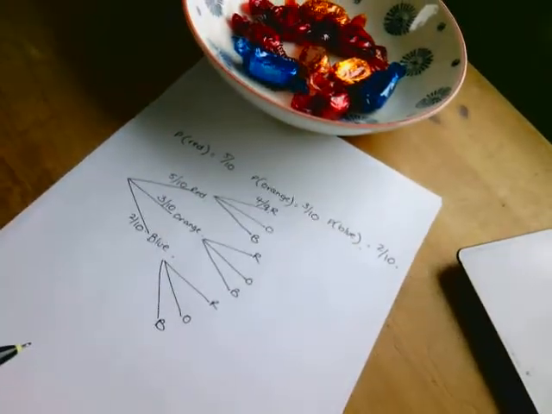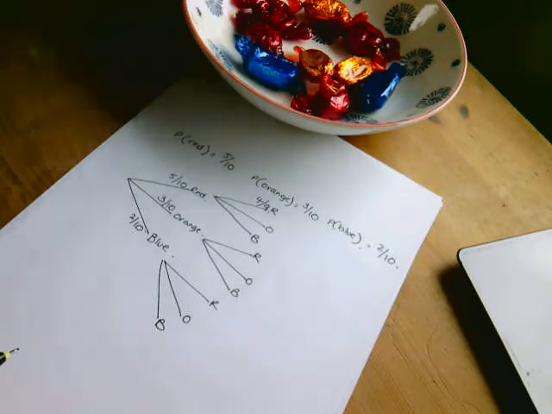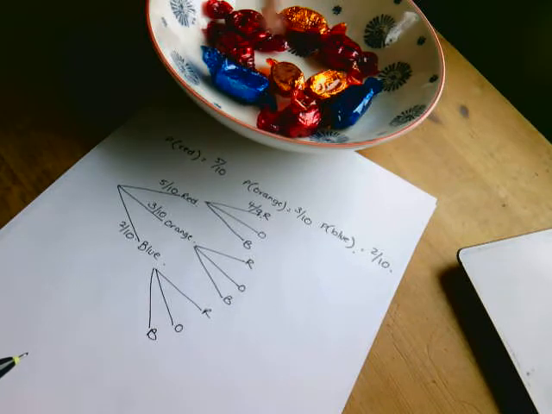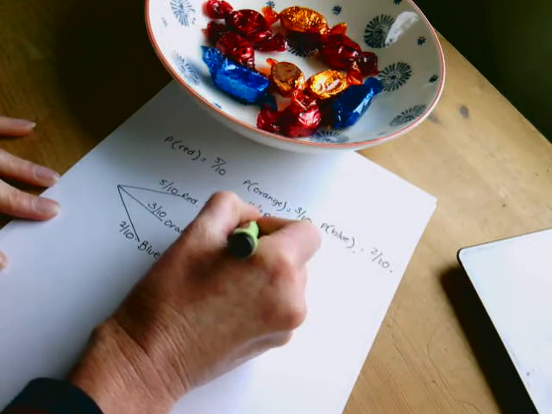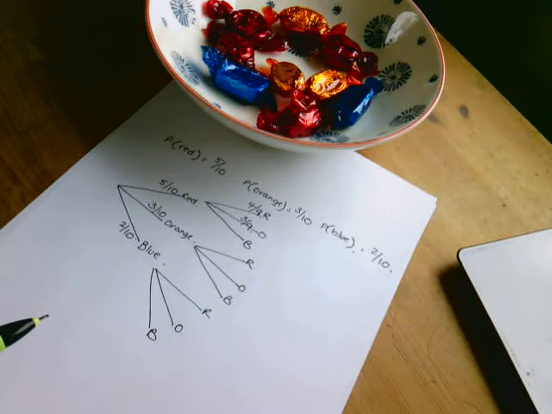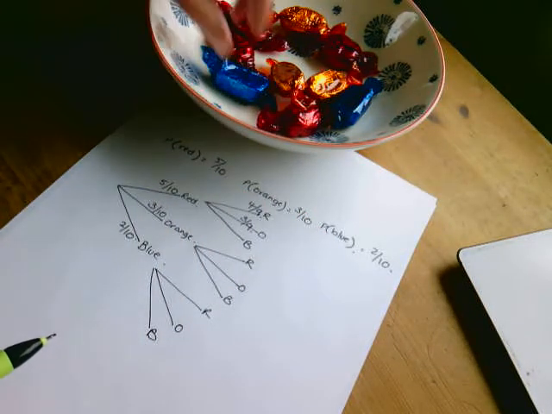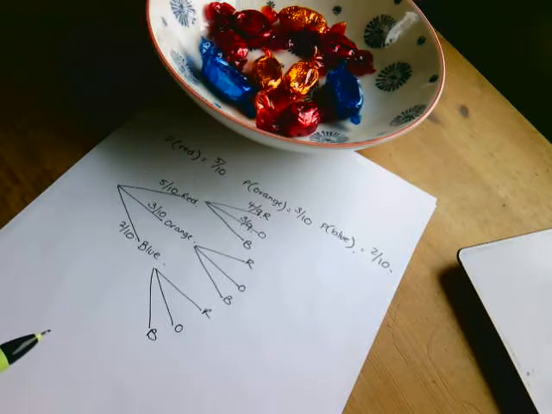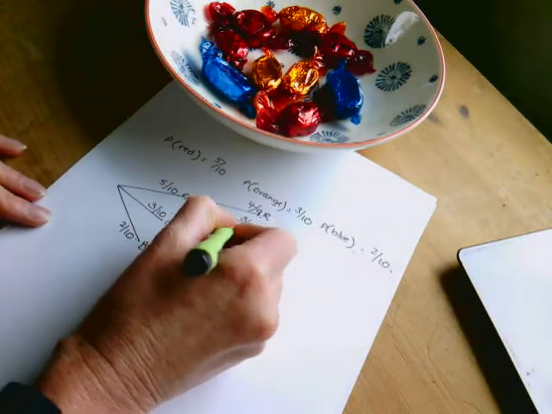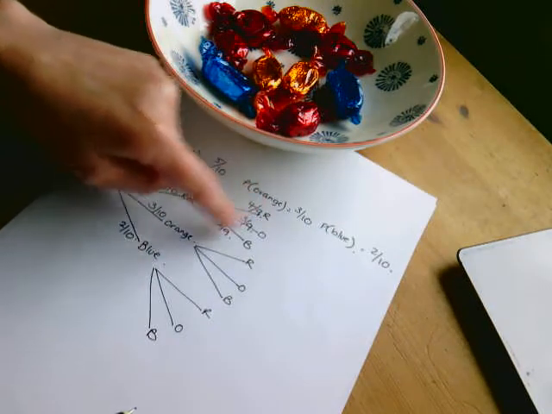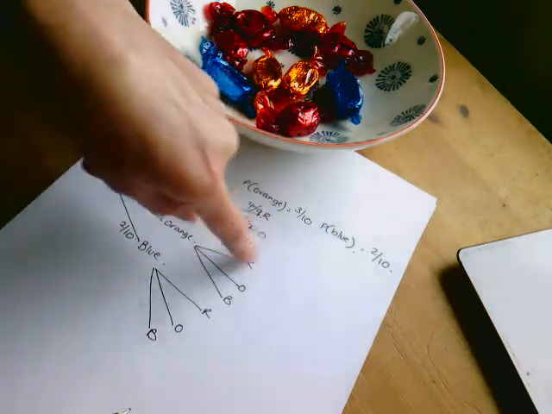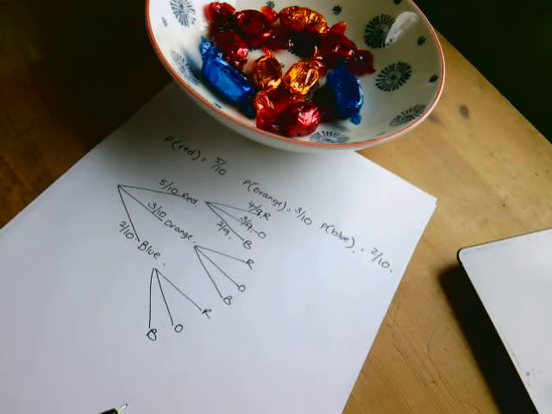If I take a red one first, and then I'm looking at the probability that the second one is orange, there are still 3 orange ones, but there's only 9 sweets left. So it'd be 3 out of 9. And to take a blue one the second time, the probability is still 2 blue sweets, but only 9 altogether. So 2 out of 9. Those are the 3 possibilities that could occur if I took a red one first.